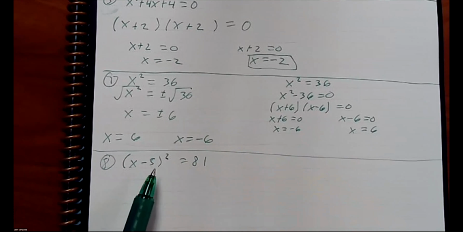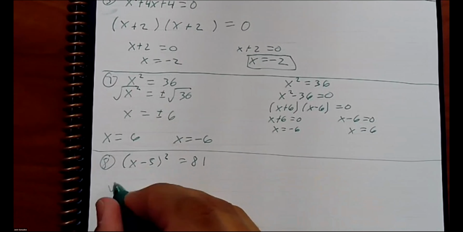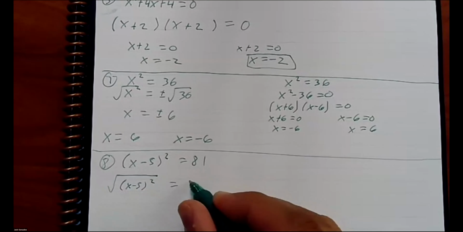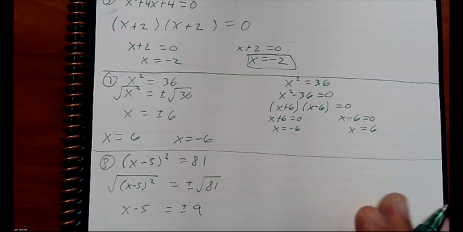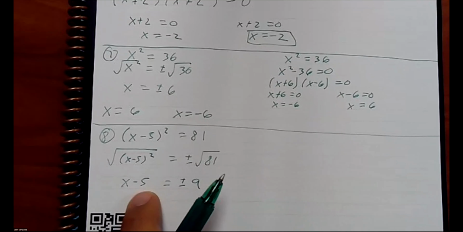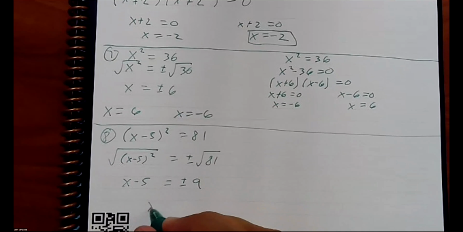Because I would have to multiply this out and then set to 0 and then factor, but here it's already a square, so what I could do is square root this. Tack on my plus or minus. Getting us to here. But now we have two possibilities when I add the 5 over. So what I recommend is writing it this way.